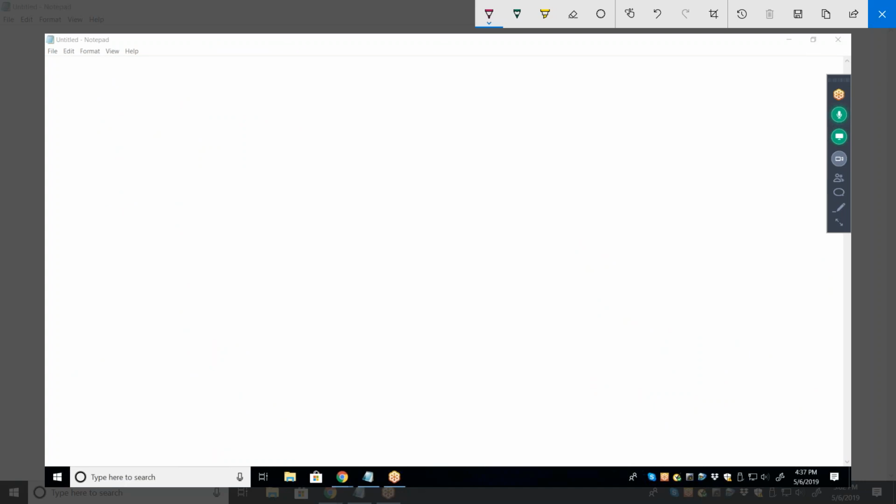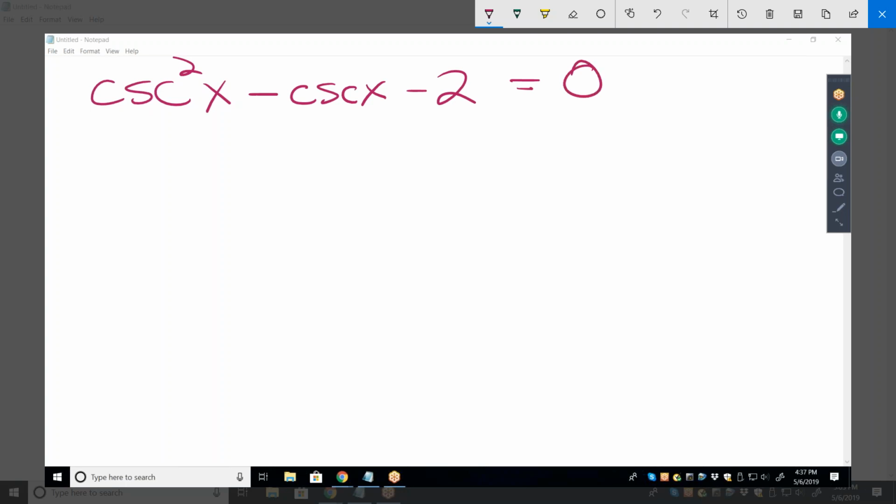All right, what else do we got? The next one is cosecant squared x minus cosecant x minus 2 equals 0. Okay, I'm sorry, cosecant squared x, start from there. Minus cosecant x minus 2 equals 0. This is what I call a quadratic in disguise.